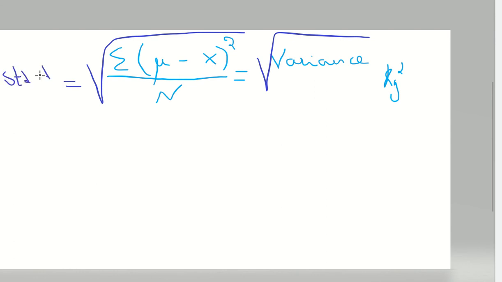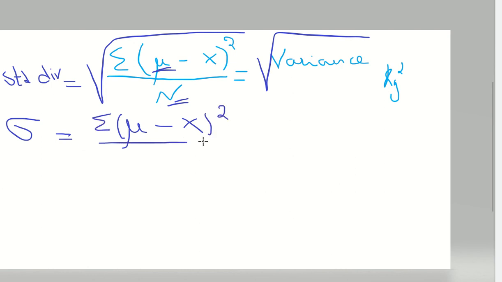Okay, this is the standard deviation, and since we're working in a population, this is going to be called sigma. So the formula of the sigma is the population average minus every observation. You square that difference, you sum them up, you divide by the number of observations, and then you square root. That will give you the standard deviation in the population.